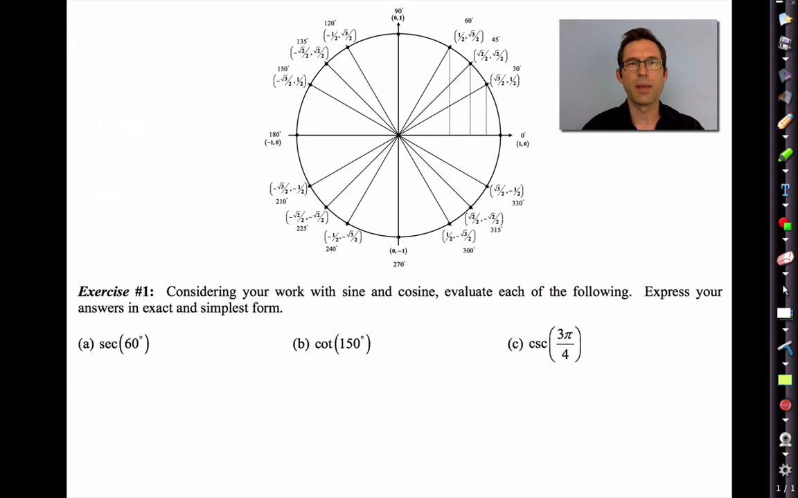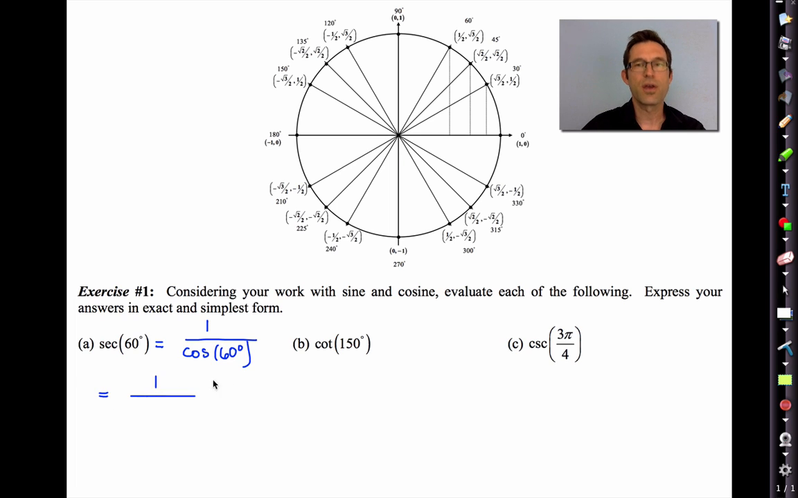One of the things we want to be able to do is evaluate these 3 functions at any of the special angles given the unit circle. Now, this isn't too bad. The secant of 60 degrees, by definition, is 1 divided by the cosine of 60 degrees. That's just what it is.